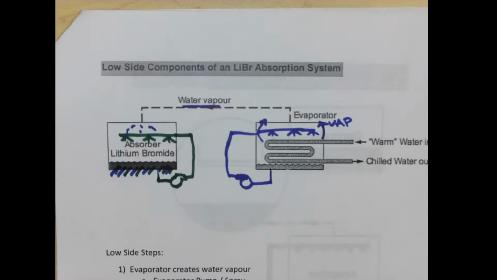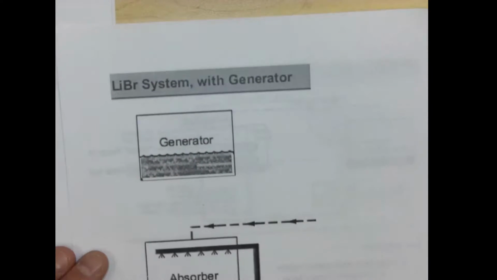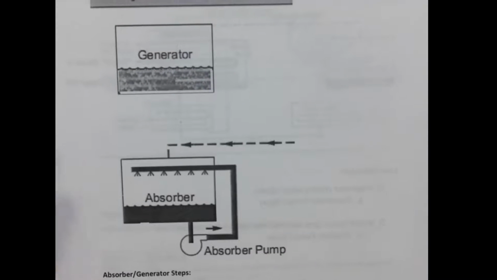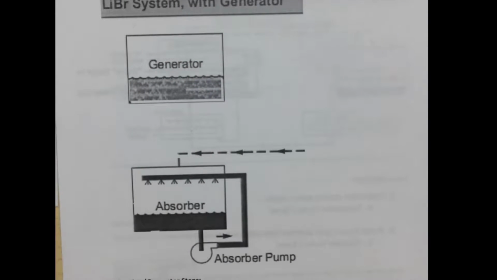Then the next thing we have to do is up its pressure, move it to a different vessel, and vaporize off that water that's now trapped inside that solution. So what we do is we've got another device here, which we'd consider to be our generator.